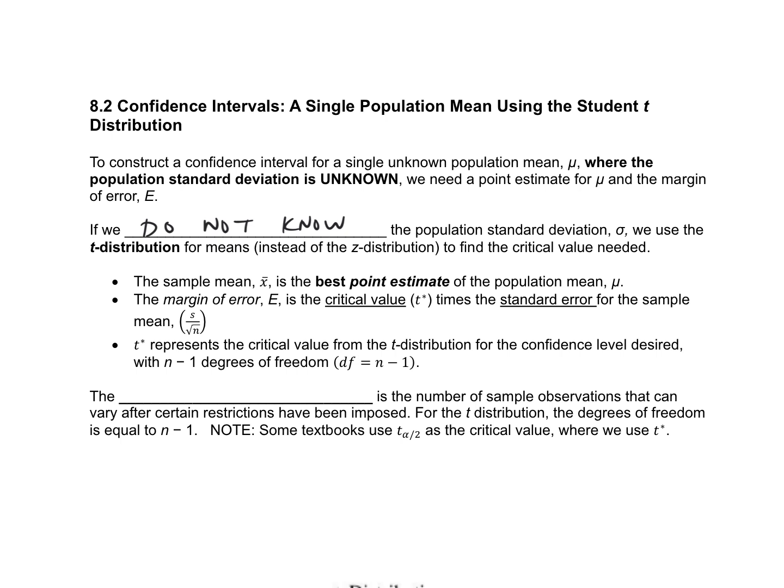Okay, so the degrees of freedom is the number of sample observations that can vary after certain restrictions have been imposed. And if you take stats in the future, know that they'll use T sub alpha divided by 2. We use T star. It's the same thing. It's just notated differently. So if you ever take a stats class in the future, they may have different notations, but the way that you do it in the math is the same.